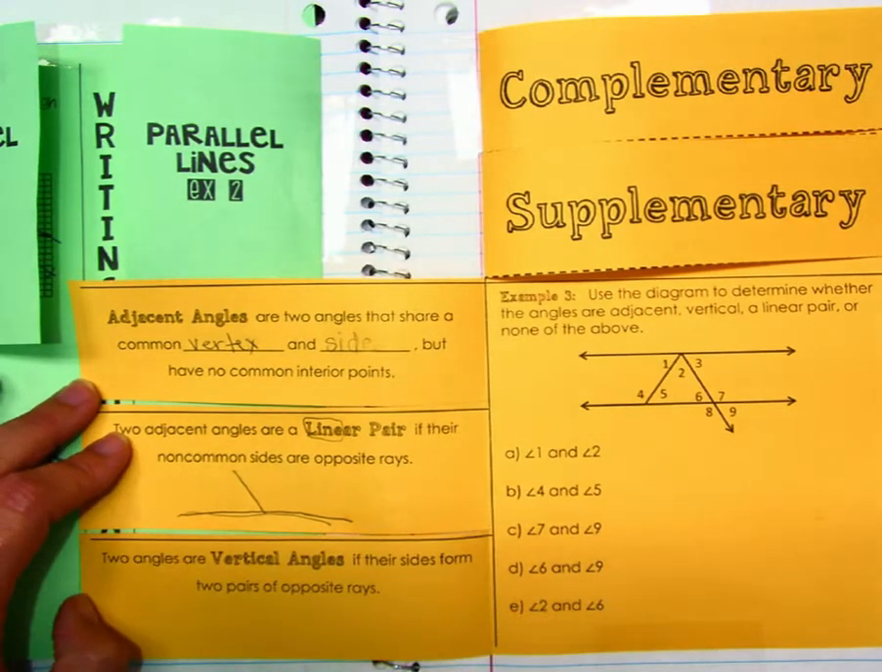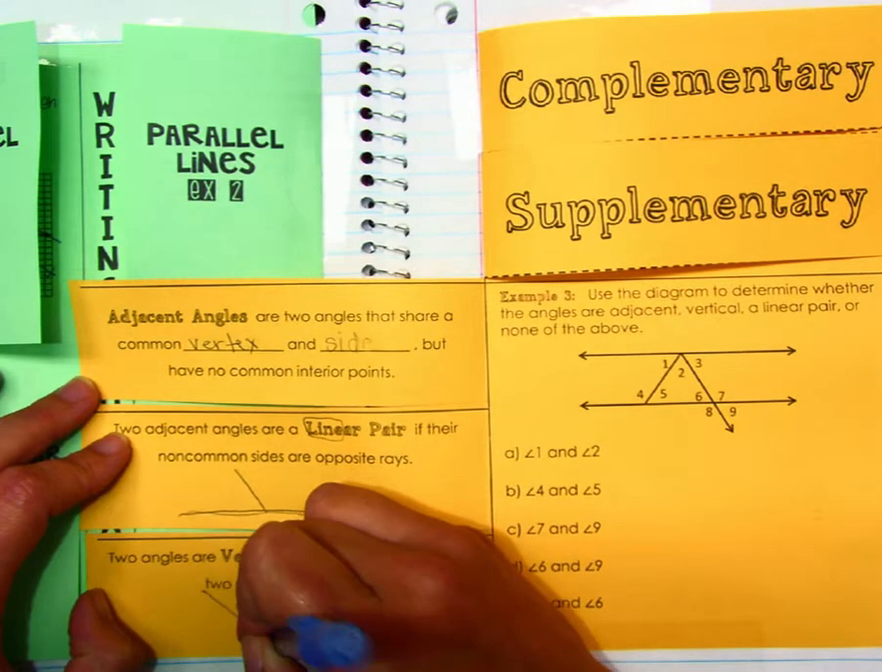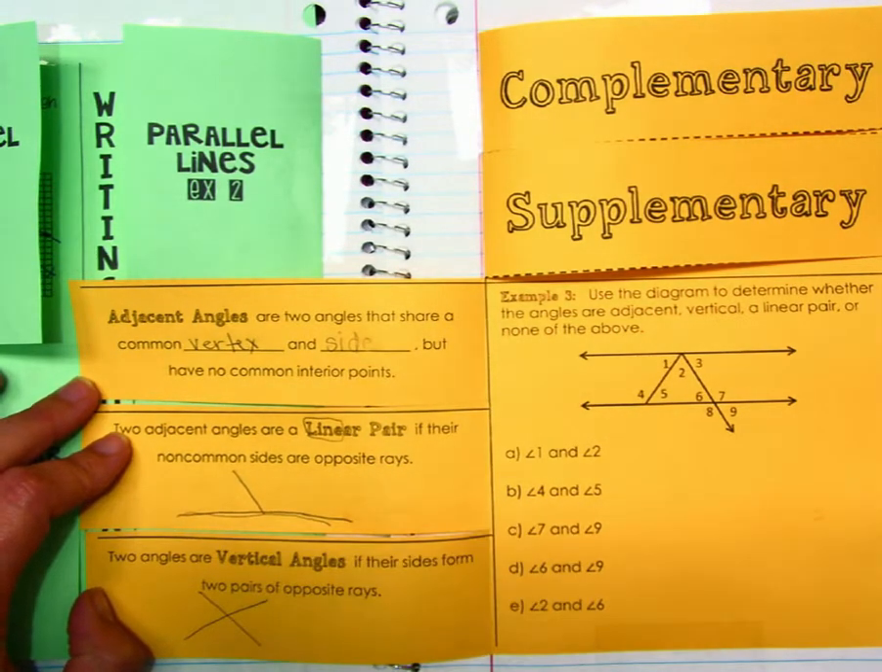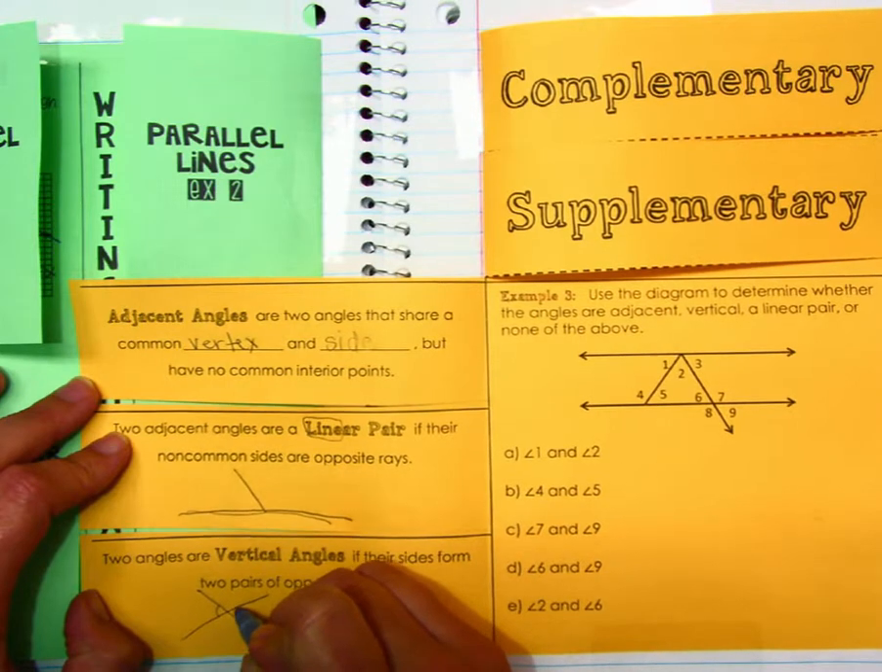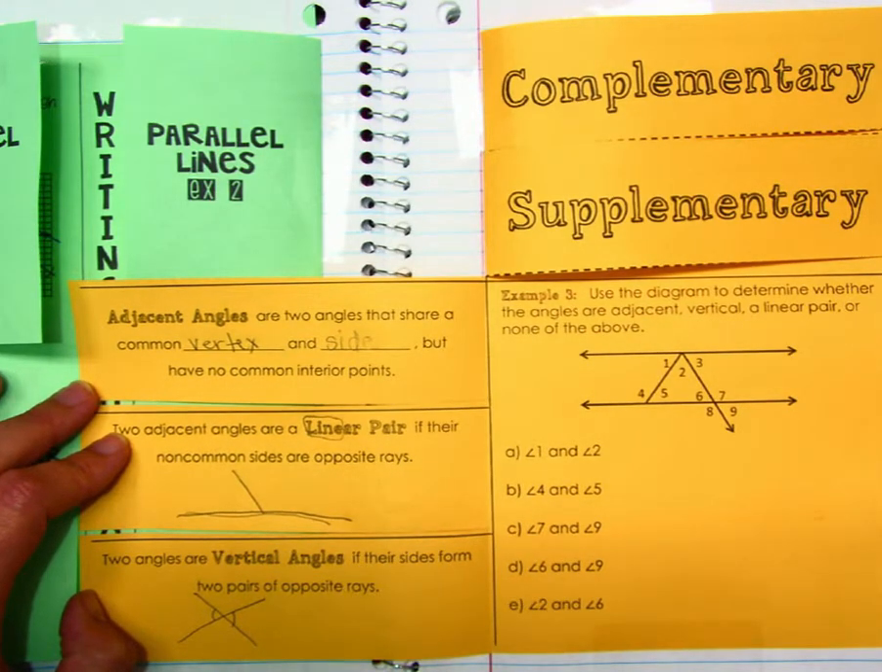And then two angles are vertical if their sides form two opposite rays. So vertical angles, when you have two intersecting lines, angles that are across from each other are vertical angles. And they are actually equal to each other.